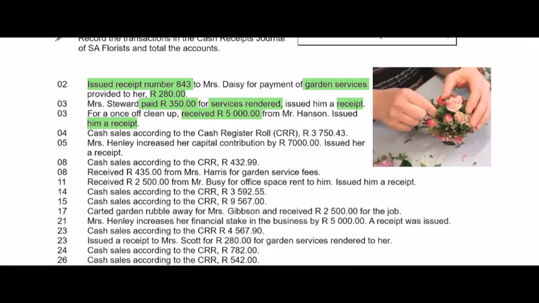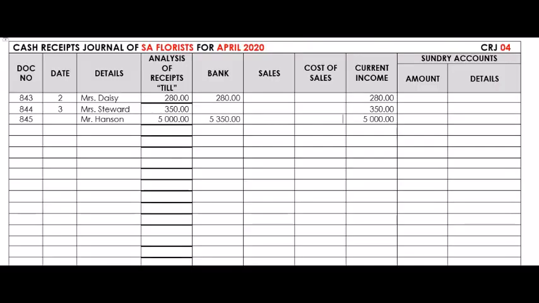Now the next transaction was on the 4th. It said cash sales according to the cash register roll, 3,750 Rand and 43 cents. Okay, so in your CRJ, the document will now be CRR, which is an abbreviation for cash register roll. It's the 4th. The details for cash sales is always sales. We received 3,750 Rand and 43 cents.